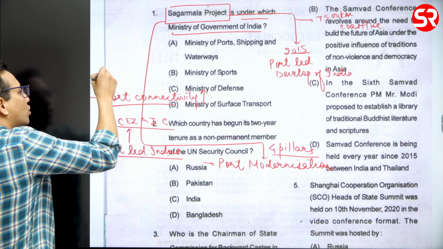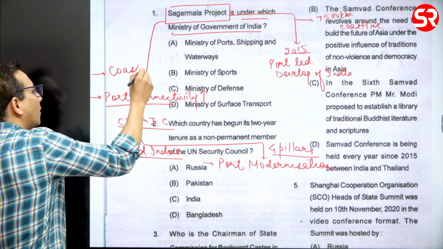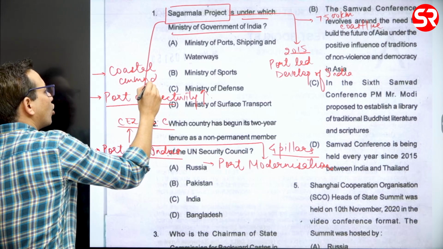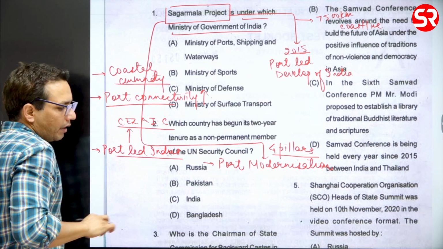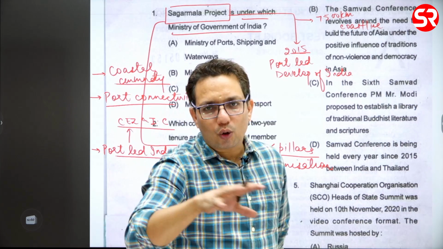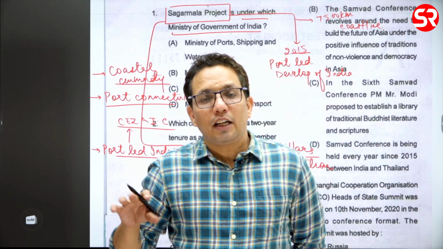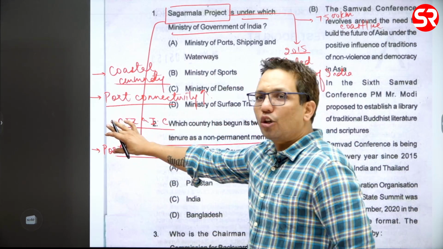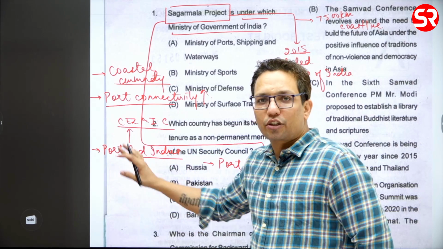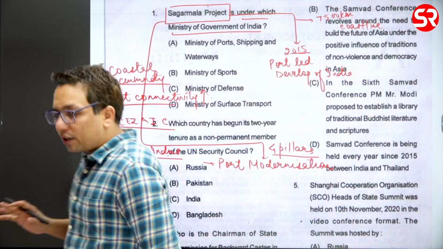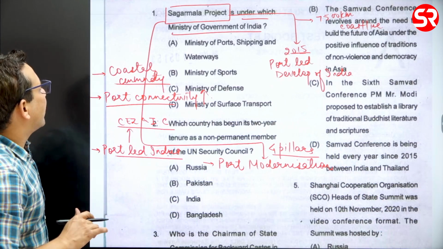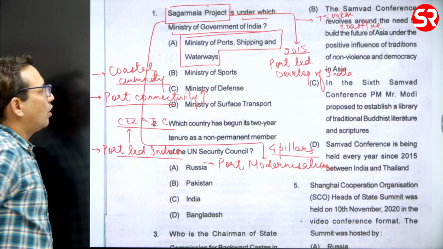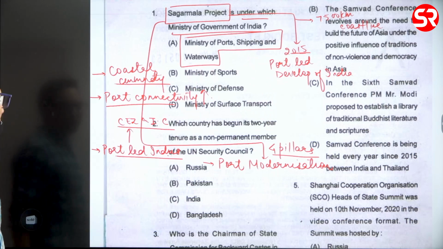And the last is coastal community development. That is, the local population of the whole area should be given skills so that these people become employable in these coastal economic zones, in these industrial corridors, in these industrial clusters. So that is the main focus of Sagarmala. And Sagarmala has been brought by the Ministry of Ports, Shipping and Waterways. That's the discussion of question number 1.